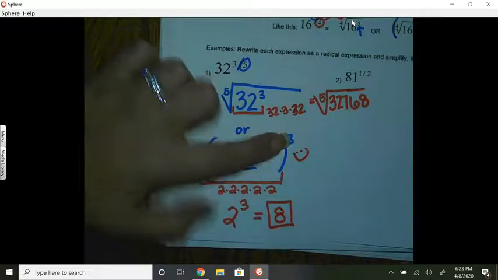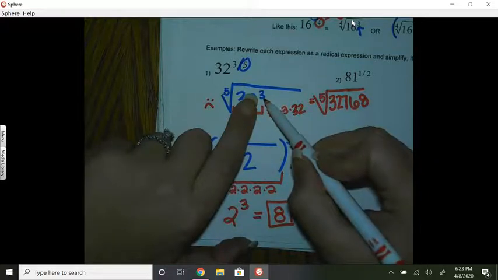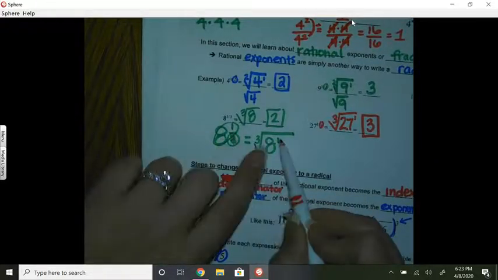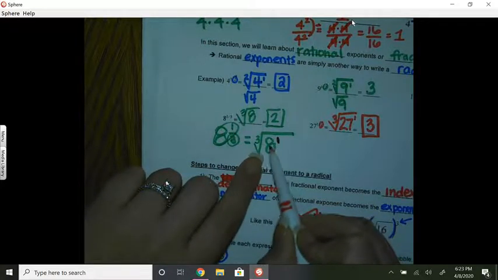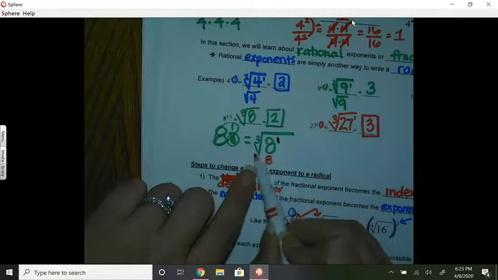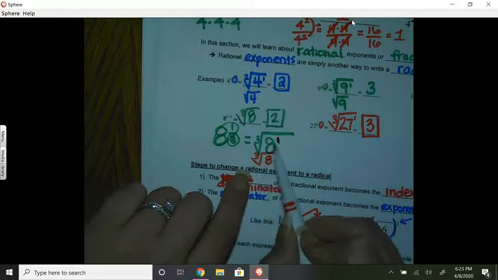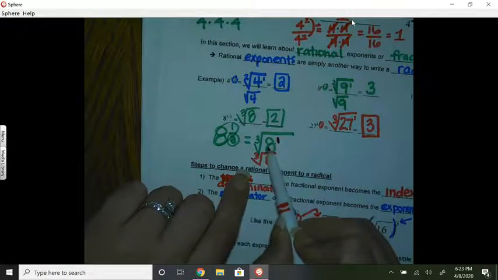So when would I put the exponent on the inside? In the problem up here, it was 1/3, and putting the 1 in here didn't really affect things because 8 to the first power is just 8. So the cube root of 8, no problem putting the 1 on the inside. But it does work both ways.